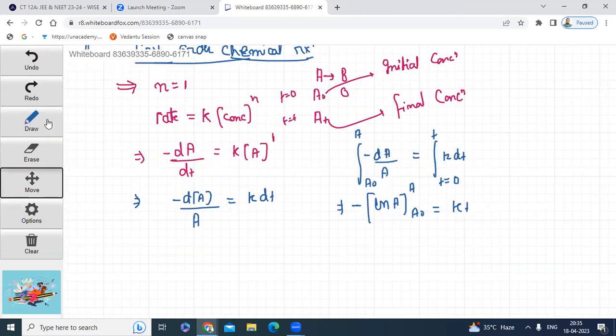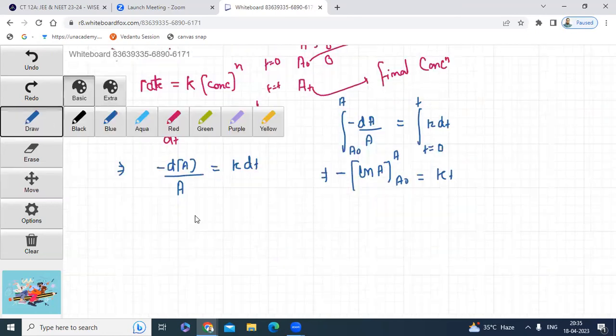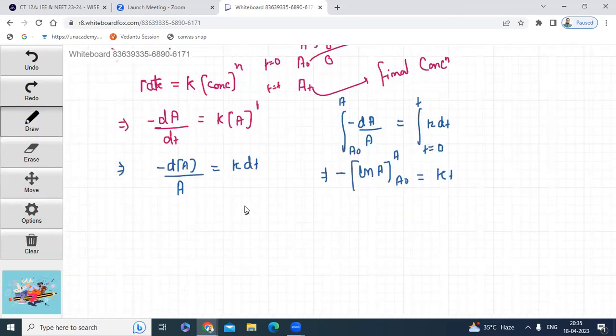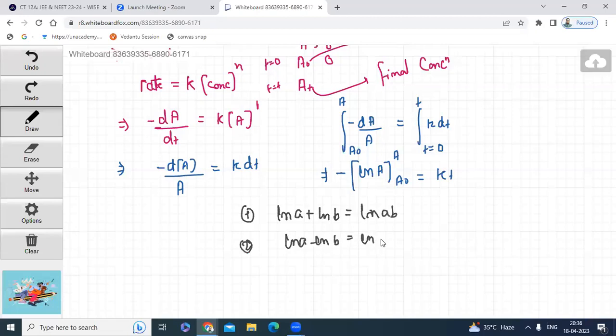You must know some log properties. I am writing the three log properties so that you will be able to write the final result of the first order chemical reaction. First, ln(A) plus ln(B) is equal to ln(AB). Second, ln(A) minus ln(B) is equal to ln(A/B). These are the two results.